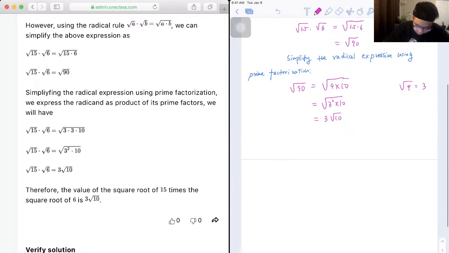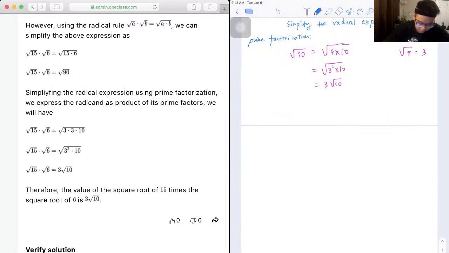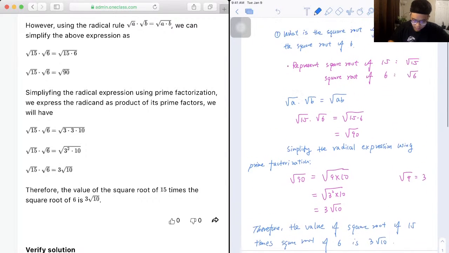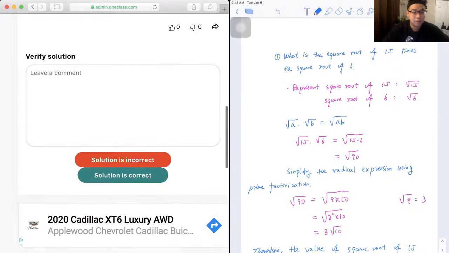Therefore, let's write our conclusion. Therefore, the value of square root of 15 times square root of 6 is 3 root 10. So that's all we have for this question. Let's leave a comment.